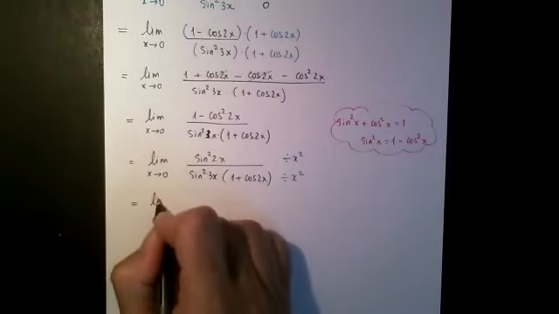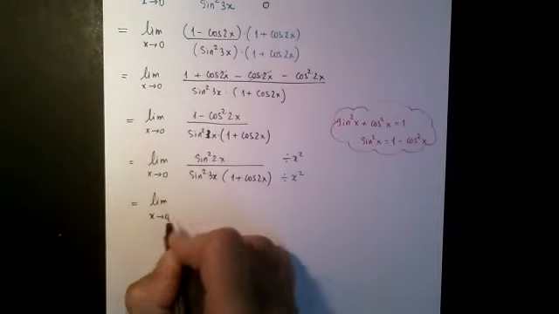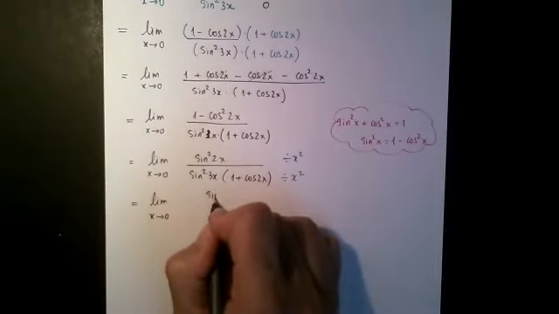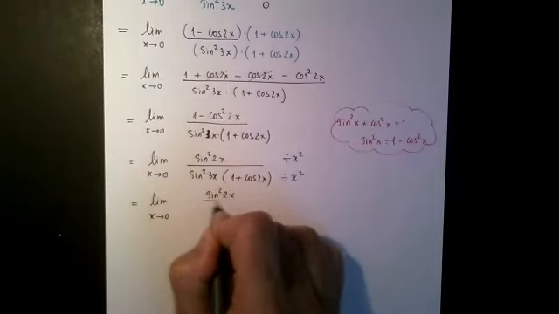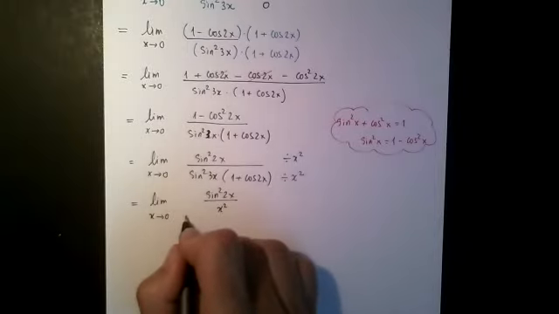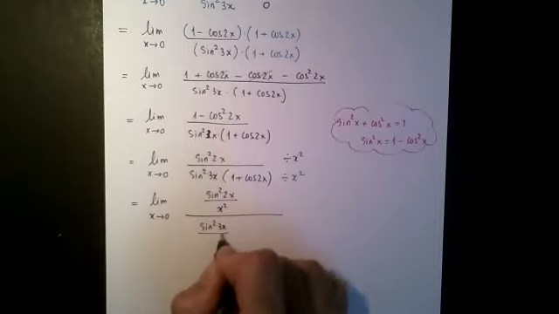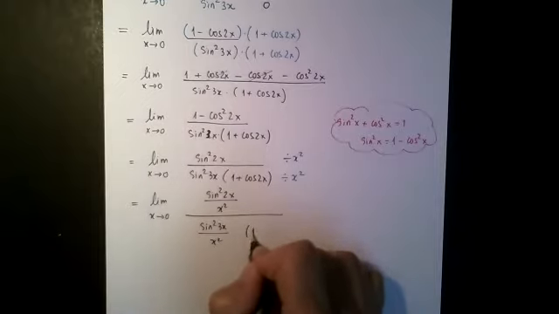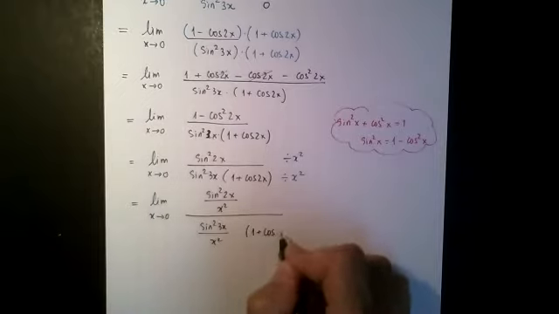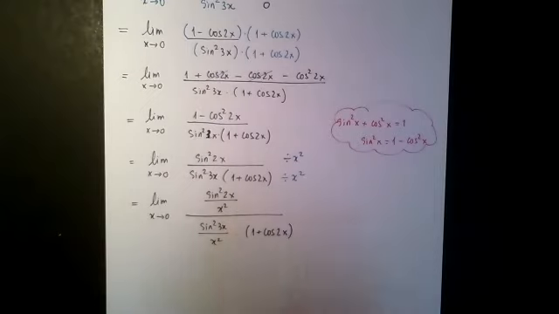So I get the limit as x approaches 0 of sine squared of 2x over x squared, divided by sine squared of 3x over x squared, times 1 plus cos of 2x. Okay, you good?